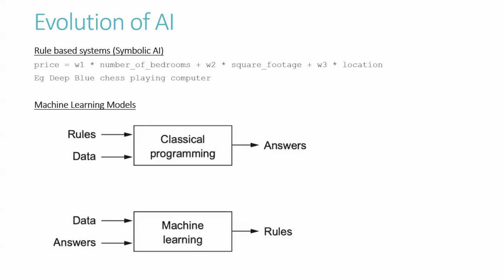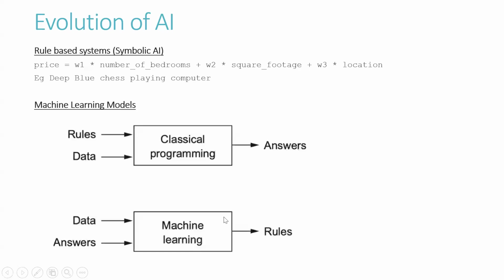So like that, they created some symbolic AI systems. What happens in these systems? We basically create some rules, and we also feed some data, and then it gives us some answer. But then they changed the strategy. When we talk about machine learning, we send the data and we also send the answers, and then it will create the rules by itself.